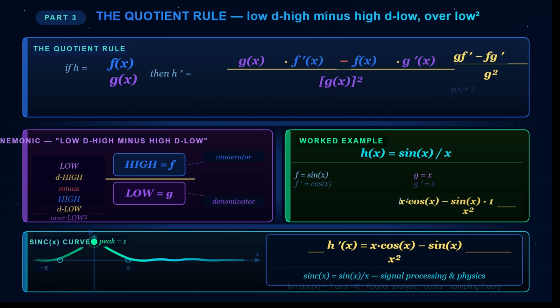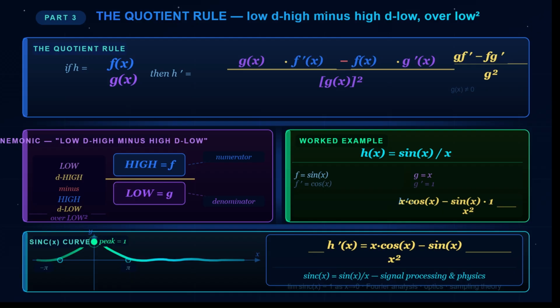If h of x equals f of x divided by g of x, and g of x is not equal to 0, then the derivative is given by h prime of x equals the quantity g of x times f prime of x minus f of x times g prime of x, all divided by the square of g of x. Written compactly, h prime of x equals the quantity g times f prime minus f times g prime, all over g squared. A useful mnemonic for remembering the order in the numerator: low d high minus high d low over low squared, where high is the numerator function f, low is the denominator function g, and d stands for derivative.